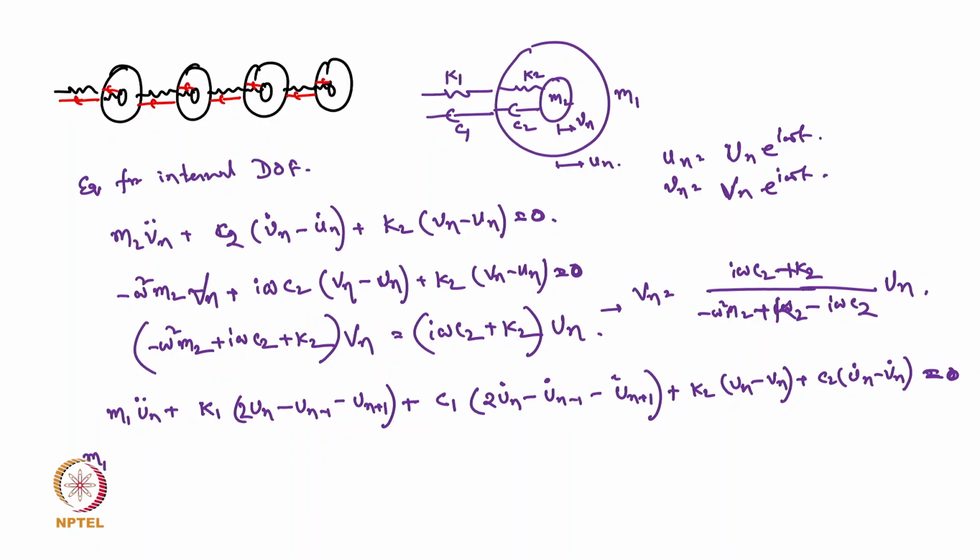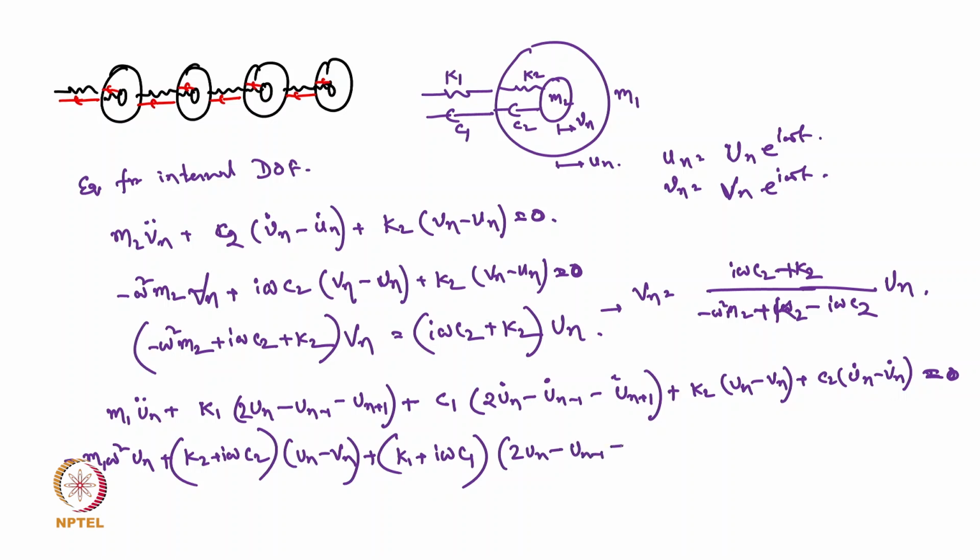Okay, so now if we are writing it, then what we can get? Minus omega square m1 Un plus k2 plus i omega c2 into Un minus Vn plus k1 plus i omega c1 into 2 Un minus Un minus 1 minus Un plus 1, that is equal to 0. That we are able to get. So now here we can substitute whatever is there in terms of Vn, so we will get the full equation in terms of Un.